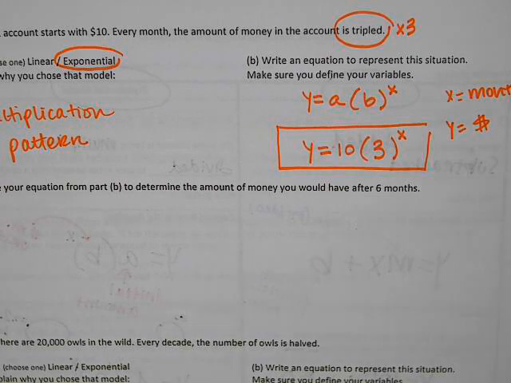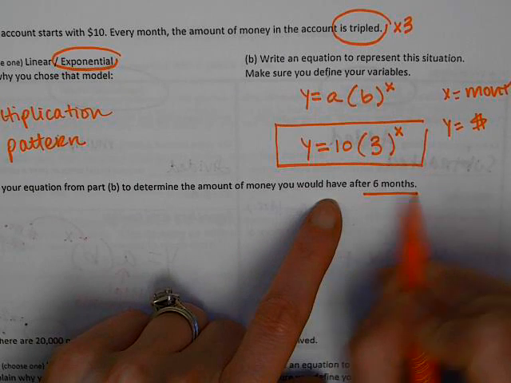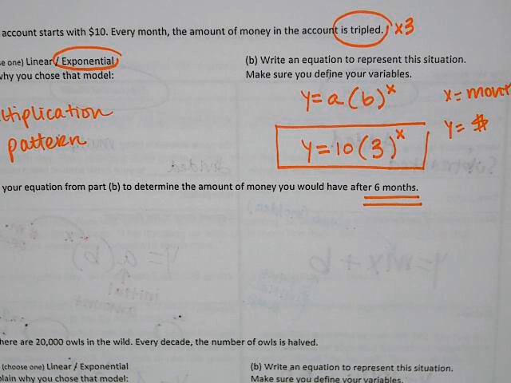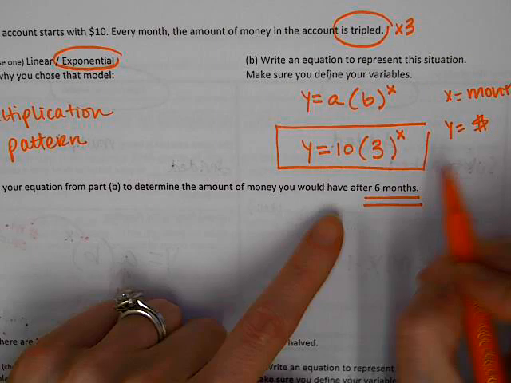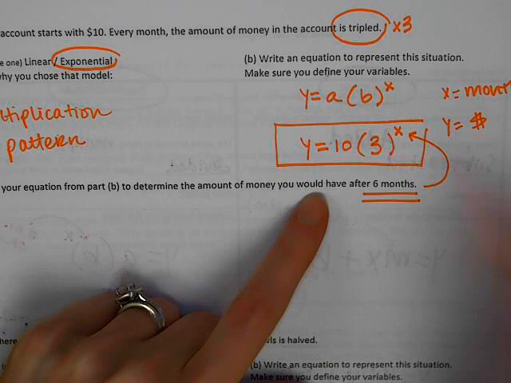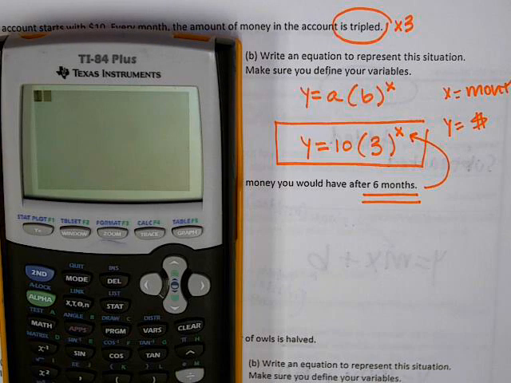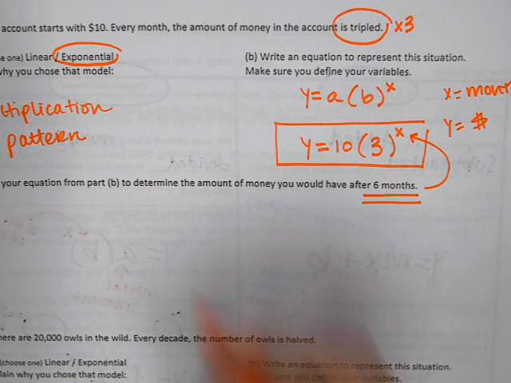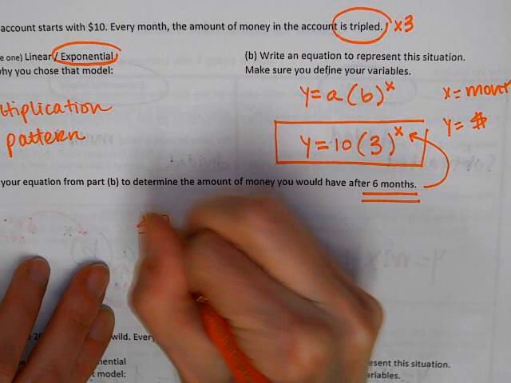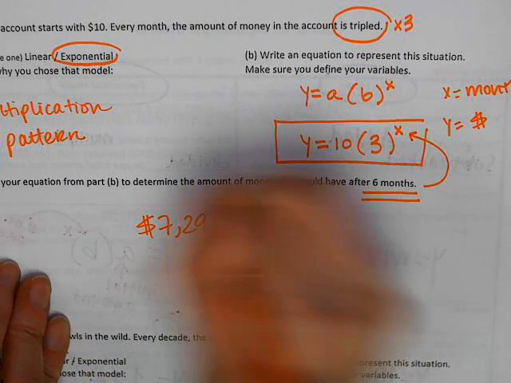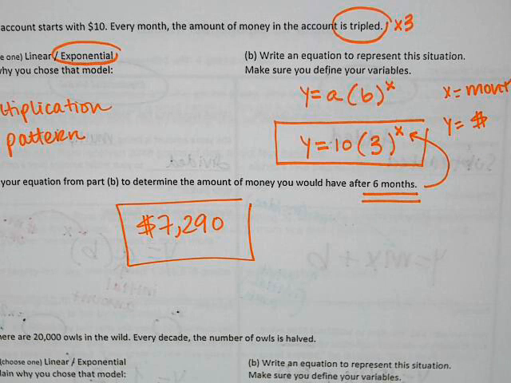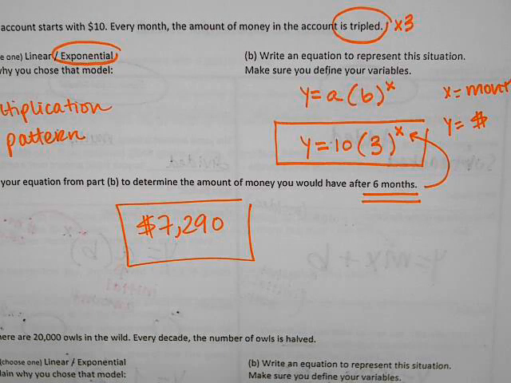Okay, and then C says, well, after 6 months, how much money do you have? Well, if months is X, we're going to plug it in and calculate. So we're going to do 10 times 3 to the 6th power, $7,290. And that's it. All right, we're going to skip 3 because I think one of each is enough.